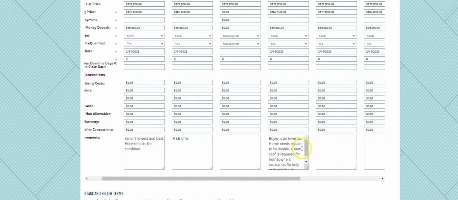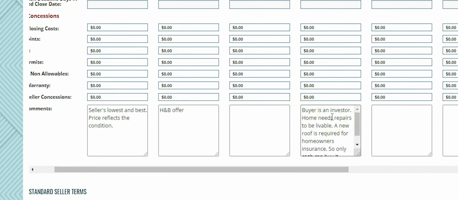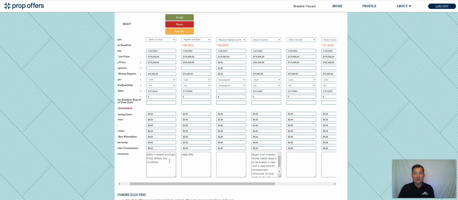Now, you can see down here, I put some comments in, hopefully the asset manager would read them and just kind of review and see what we're talking about. And they did read them, because you'll see right here, they put seller's lowest and best. Price reflects the condition. I don't agree with that. It really doesn't, not accurately, not for the market. But the point is, the asset manager read the note and they see it. So we got this property down from 179.9 down to 170. That's almost 10,000. That's not bad.